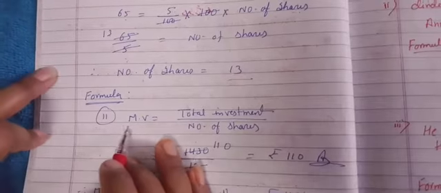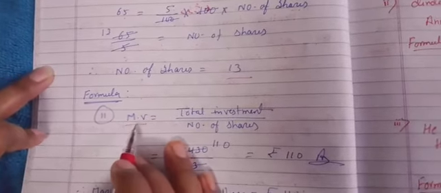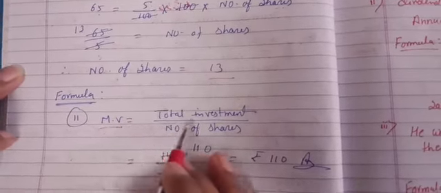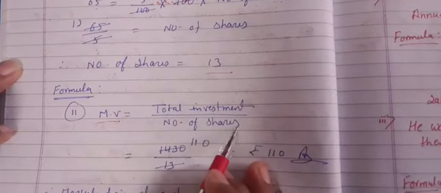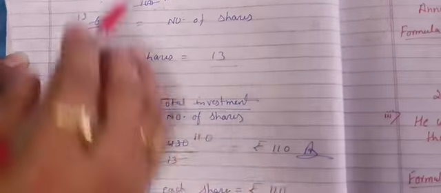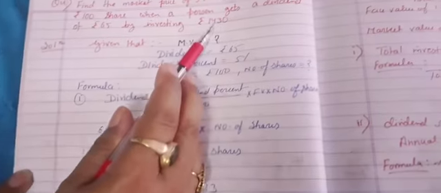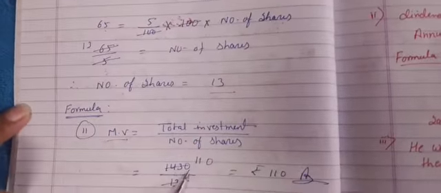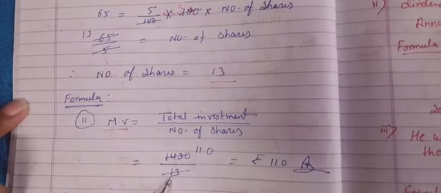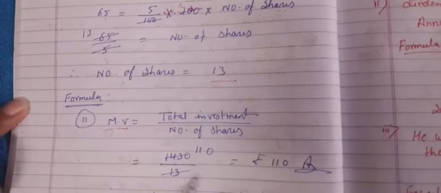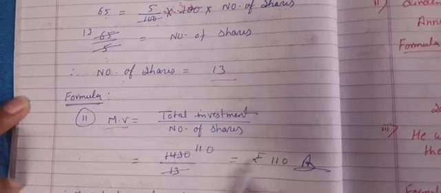Now what is the use of number of shares for MV? Because my question says that find out market value. So formula says that market value is equals to what? Total investment upon number of shares. What is the total investment? Question says that it is 1430 rupees. That person has invested 1430 rupees and bought 13 shares. We divided and we got the answer.